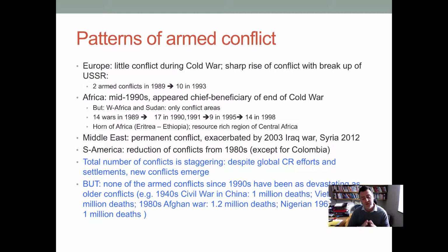It's easy to forget that, if you're looking at the current state of conflict in the world, the current state of affairs in international relations, we are actually living in a much better and much more peaceful time than 60 years ago. The 1940s civil war in China, we're looking at 1 million deaths. Vietnam War, 2 million deaths. Afghan War in the 80s, 1.2 million deaths. Nigerian civil war, over 1 million deaths. So even though we might like to think that it's quite depressing how things are, we are actually much better off today than we were 60 years ago, 30 years ago.